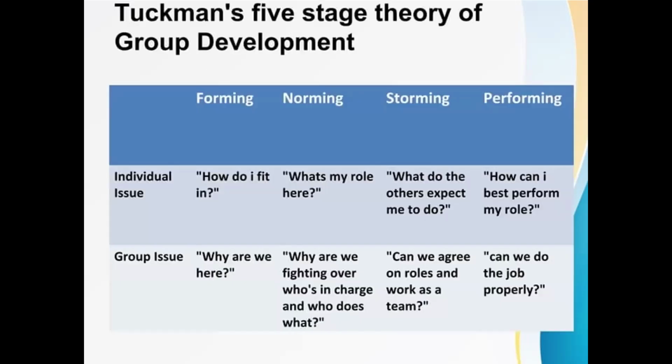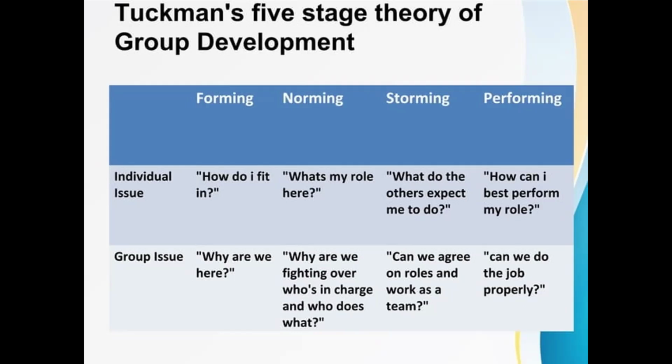Now, Tuckman's five-stage theory of group development can be understood in this way: in the first stage, forming, the individual issue that arises is how do I fit in this group? And the group issue is why are we here? Whereas in the second stage, the individual issue is what's my role here? What am I supposed to do in this group? And the group issue is why are we fighting over who's in charge and who does what?